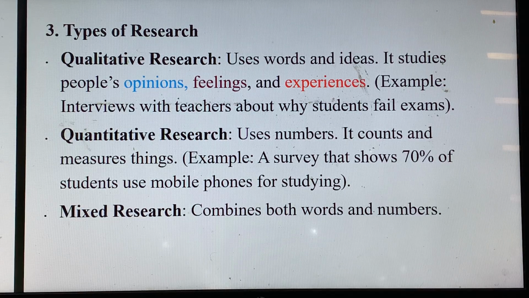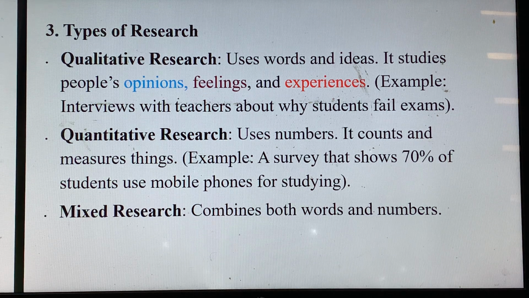So this talks about subjectivity. How I may experience a phenomenon may be different from how you may experience the same phenomenon under the same condition. Hence, if you want to understand our feelings, opinions, or experiences towards such a phenomenon, then you will go the qualitative way. The next type is quantitative research, which is objective-based research.